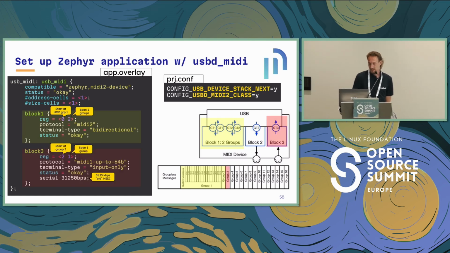Also, on block 3, which has an external MIDI1 input, we can also say start at group 3, only one group wide this time. It conveys up to 64 bits MIDI1 data. It's an input only, and also we can specify that this is connected to an actual MIDI port, so it's limited in speed to 31.25 kilobits per second, which the host can use, especially on output ports, to limit the traffic, to not overrun your device.